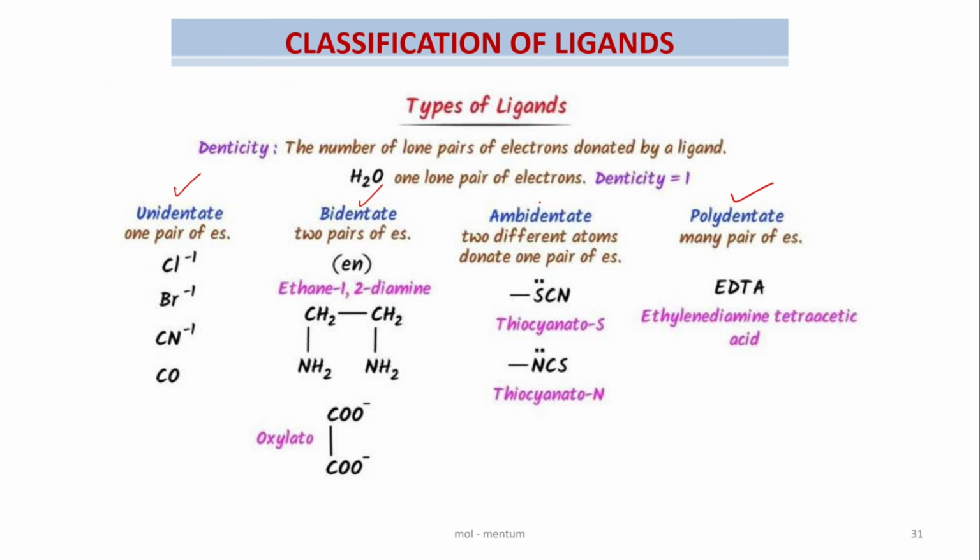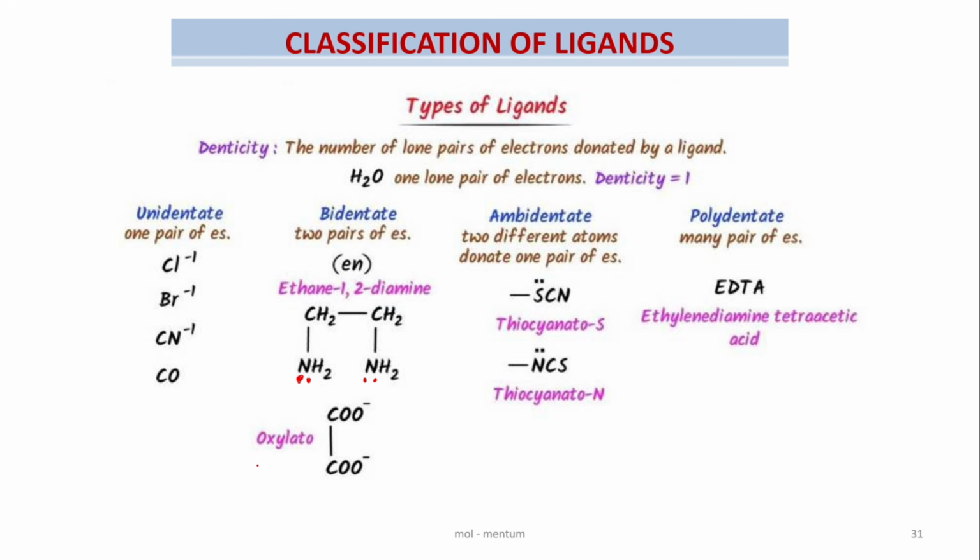We will also discuss the ambidentate category. So if one electron pair, uni; if two, bi; if more than two, poly. Like Cl-, Br-, chloride, bromide, cyanide, carbonyl, all of these are examples of unidentate ligands. Uni means one, and denticity means the number of bonds a ligand can form with the central atom. Bidentate means any ligand that can donate two pairs of electrons, like ethylene diamine: one pair from this side, one pair from this side.